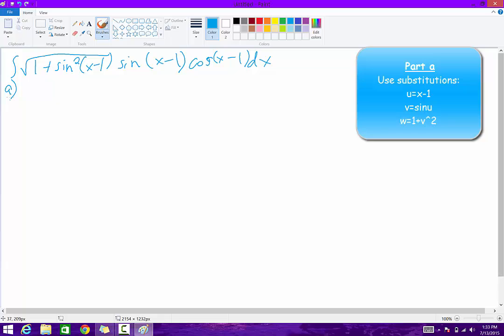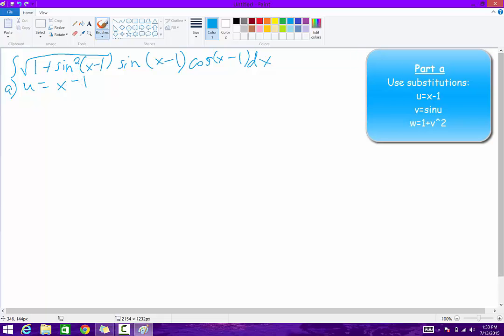Part A says that we should perform the substitution u equals x minus 1. The derivative, du, would be 1 dx. So if we rewrite the integral using this substitution, we would have the integral of the square root of 1 plus sine squared of u, since u is x minus 1, times sine of u times cosine of u.